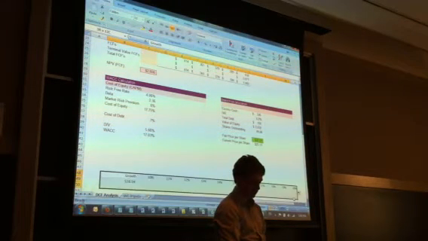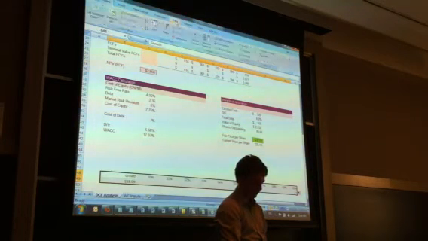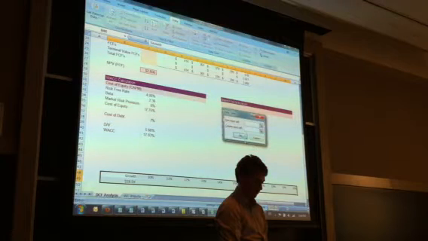So this is a cool trick you can do in Excel. It's not a trick, it's just something you're supposed to do. Go to the Data tab, What-If Analysis, Data Table, and then for the row input cell, you put the thing that's changing, this. And there you go.